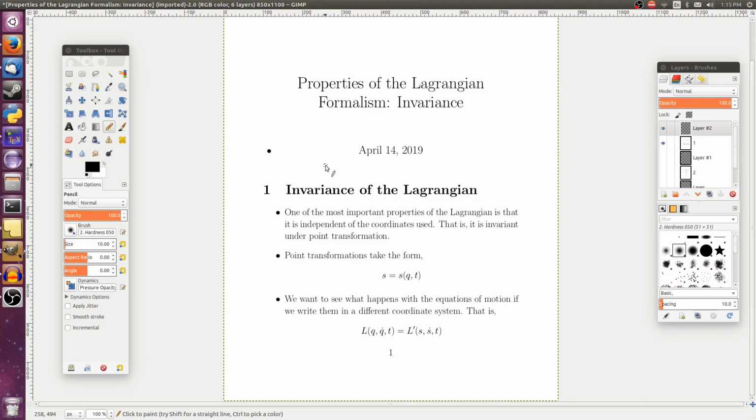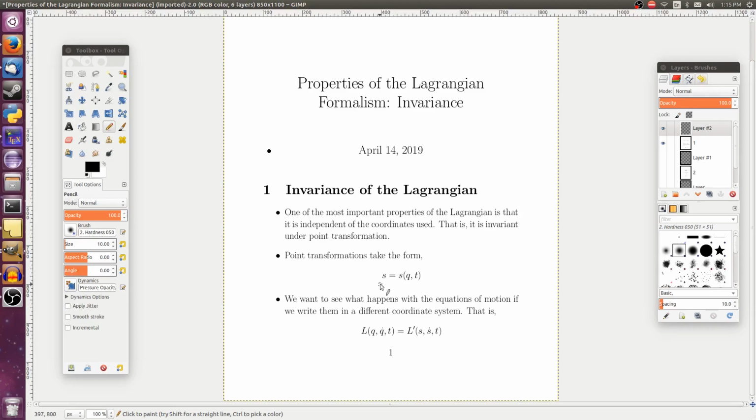And a lot of times, the coordinates that we use are going to simplify the problem in some way. For example, if some problem had spherical or cylindrical symmetry, we might want to use spherical or cylindrical coordinates, respectively. I still need to define what a point transformation is, which is what we can use to transform from one coordinate system to another and still have the same type of Lagrangian.